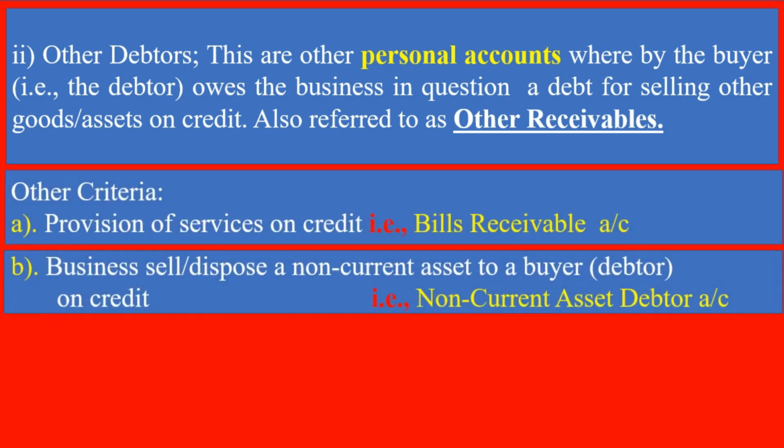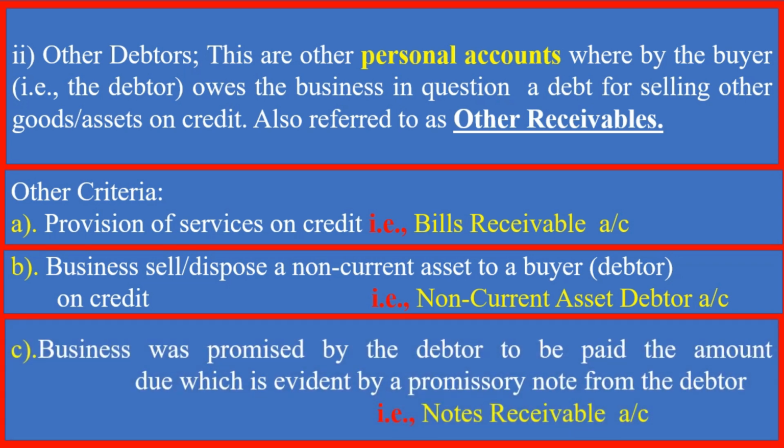Then B, we have got a business selling or disposing of a non-current asset to a buyer or a debtor on credit. If that be the case, then the arising account will be referred to as a non-current asset debtor account. For example, a non-current asset like machinery, furniture, motor vehicle, and so on.